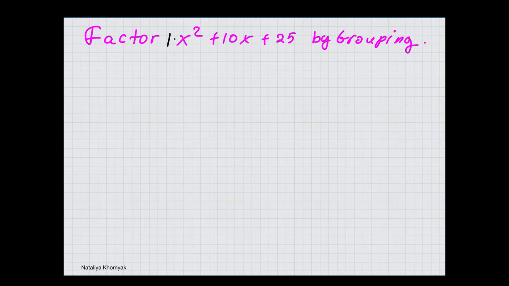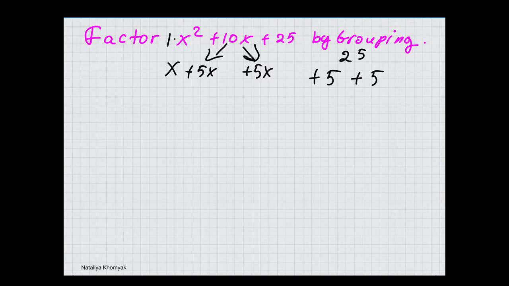Leading coefficient is 1. 1 times 25 is positive 25. We need two factors of 25 that add up to 10, and 5 times 5 equals 25. 5 plus 5 gives us 10 back, so we have plus 5x plus 5x. We have two of them, and we keep everything the same.